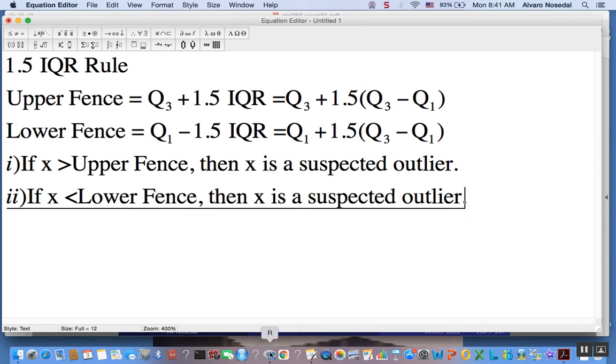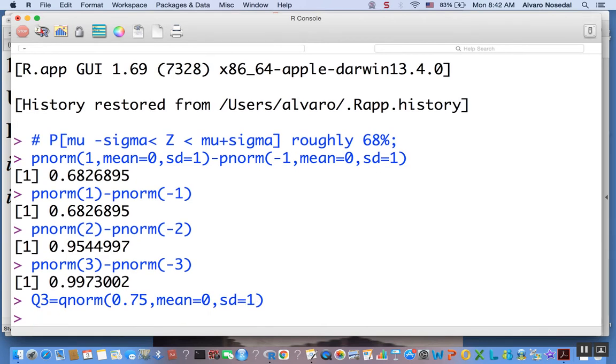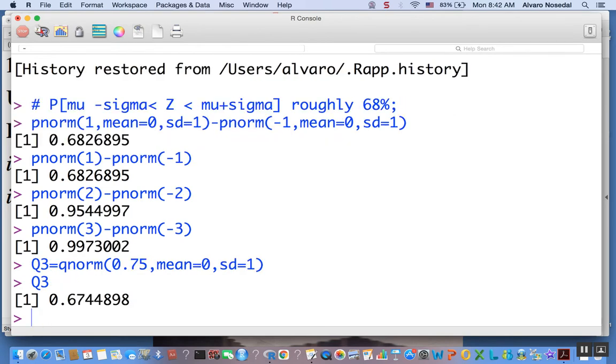Okay, now let me show you something. Let's find Q3 first. Q3 is the third quartile, which is just a number such that it has 75% of the observations to its left, right? So we know that the default is the mean is 0 and the standard deviation is 1, but let me be very specific here. Q3 for a standard normal is just 0.674 roughly.